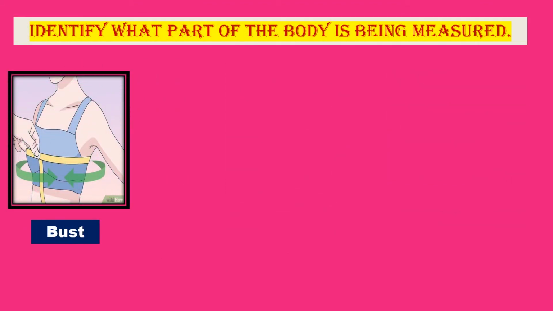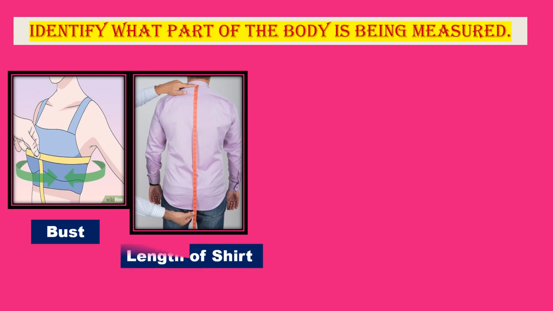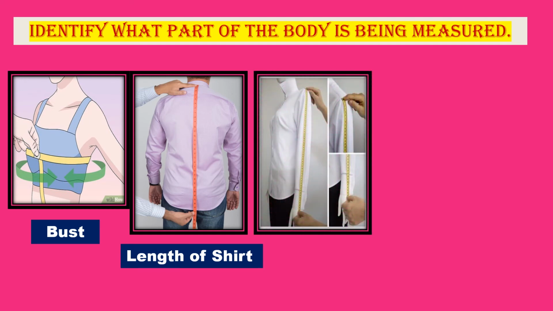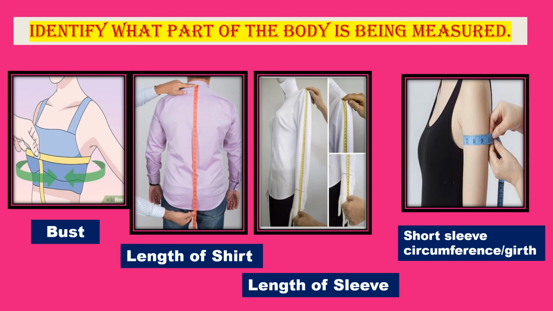Okay, next picture is bust. Then, the next, what do you think is this? From the knee down to the desired length, so what part of the body? Yes, that is the length of shirt. Next picture, that is the length of sleeve, yes. Then the last one is the short sleeve circumference girth. And that is an example of circumferential measurement.